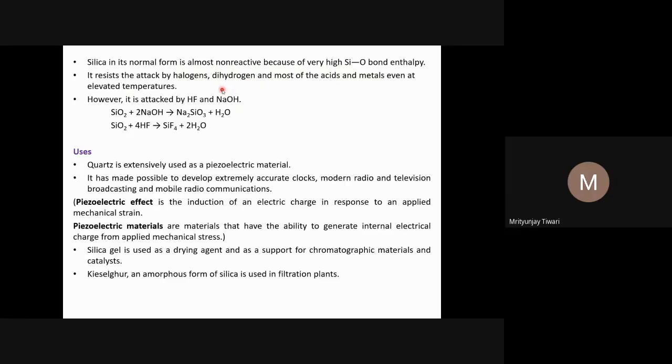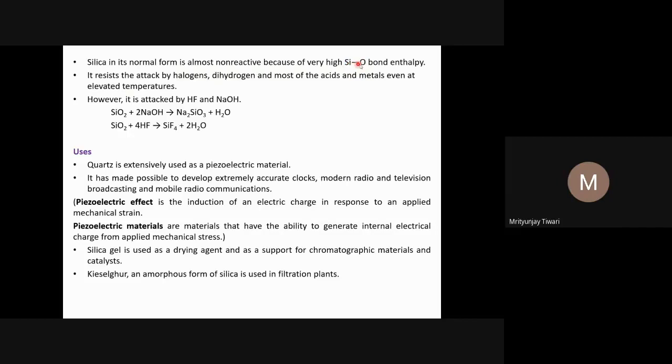However, silica may react with HF and NaOH. And why is this Si-O bond very strong? Because silicon has very high affinity with oxygen. Another reason for the high affinity of silicon with oxygen could be that oxygen has a lone pair and silicon has a vacant d orbital, so one can consider a partial double bond character as well. This kind of thing leads to a very high Si-O bond enthalpy.